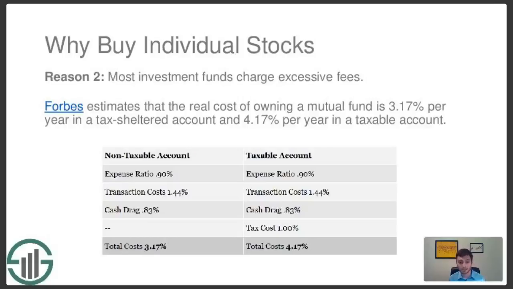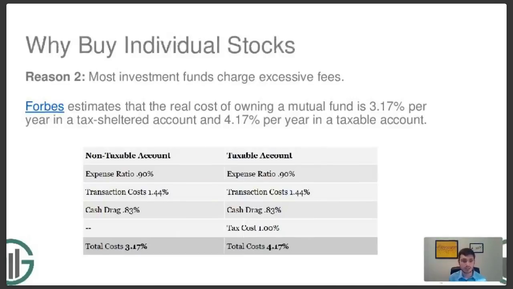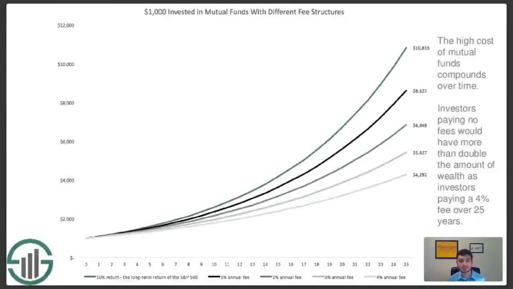So this all adds up to pretty substantial total costs for funds that you probably wouldn't think about if they weren't presented. And the image here shows the growth of $1,000 invested in a mutual fund with different fee structures. And you can see over time, the fees really add up. The 4% a year cost, that account ends up being worth less than half of the account that had no fees at all. So this really is a tremendous drag on returns.